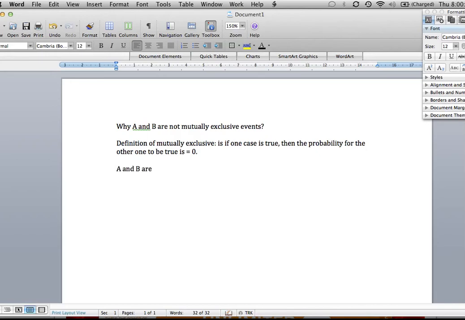So A and B are not mutually exclusive because the probability of A and then B is not equal to 0. And that's why A and B are not mutually exclusive. Okay, next question, 8D.